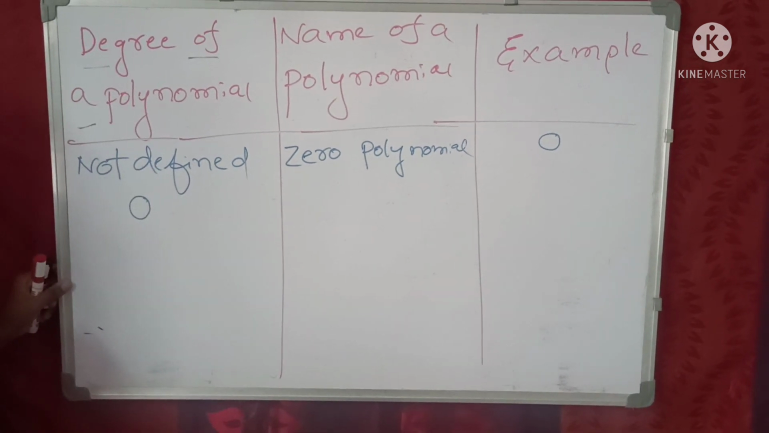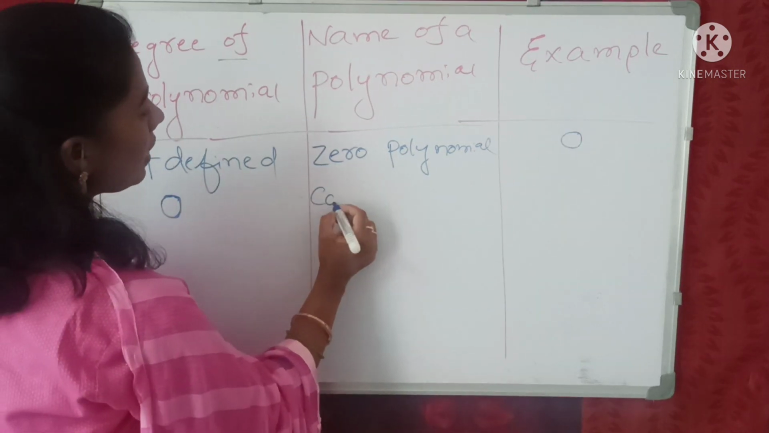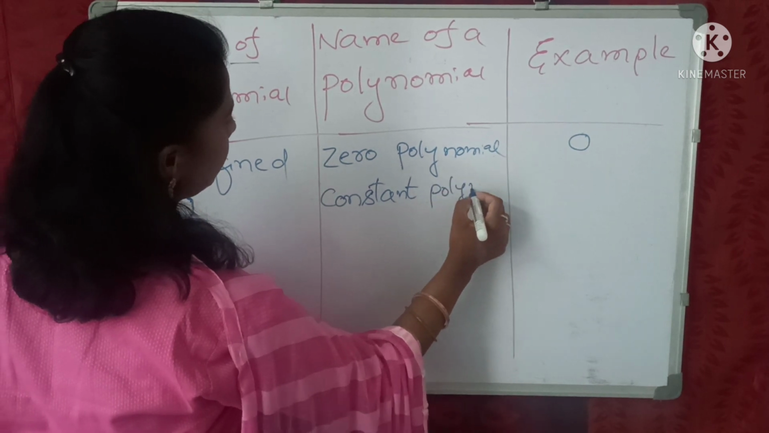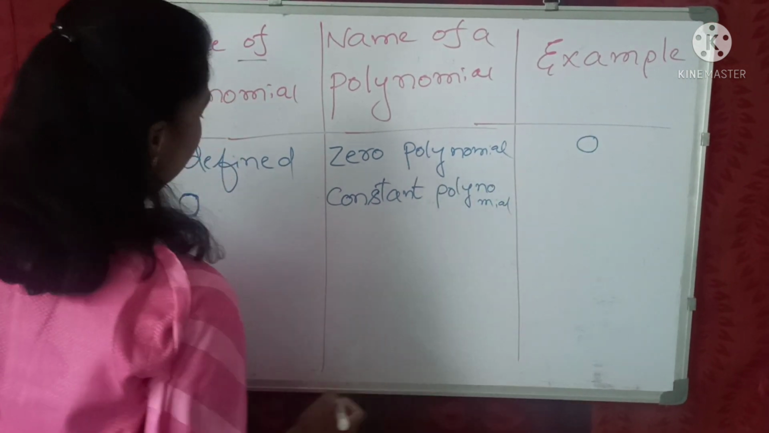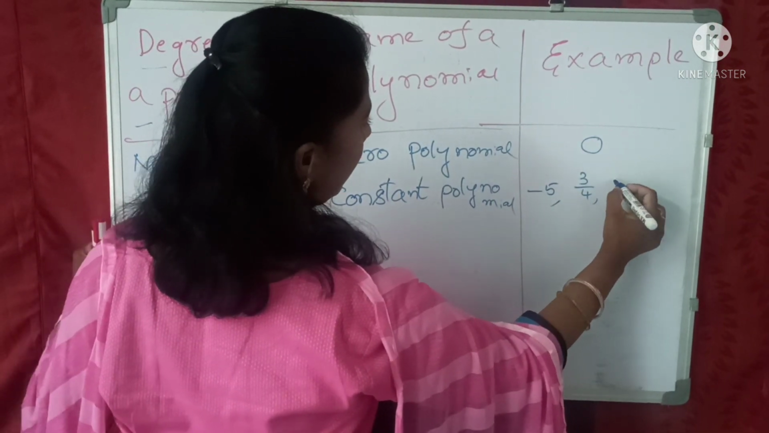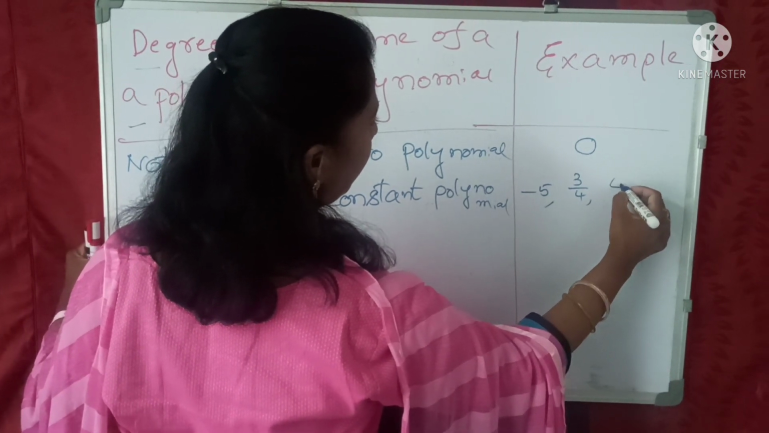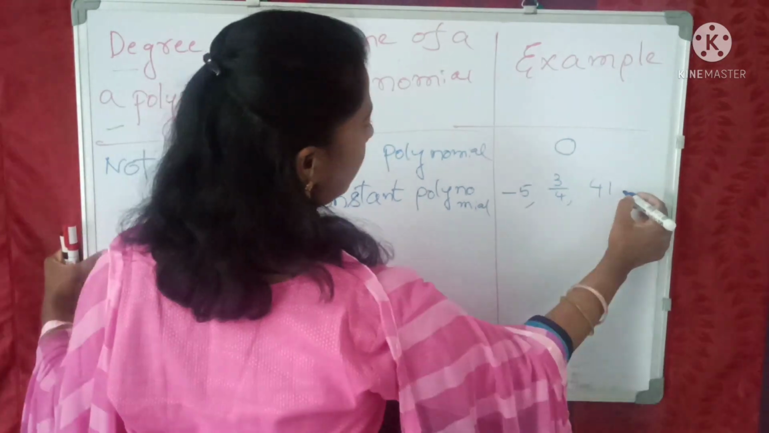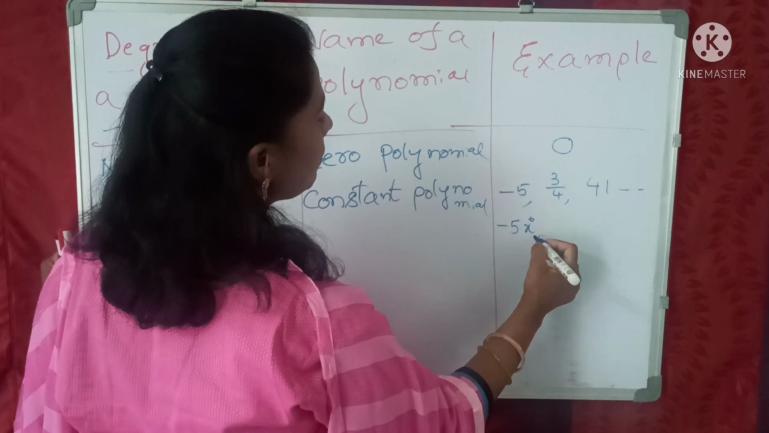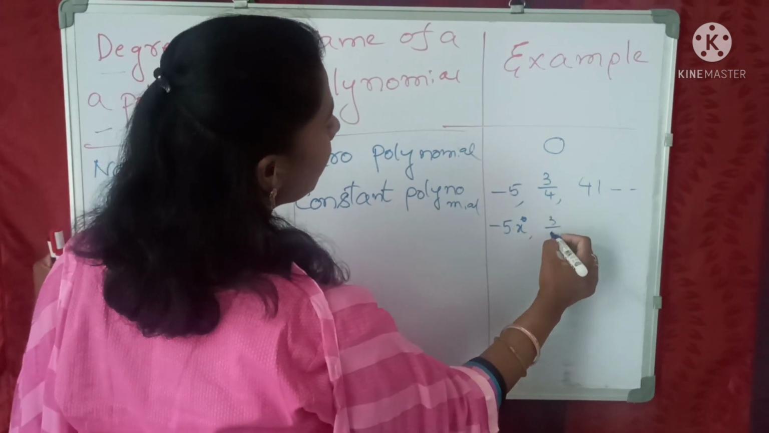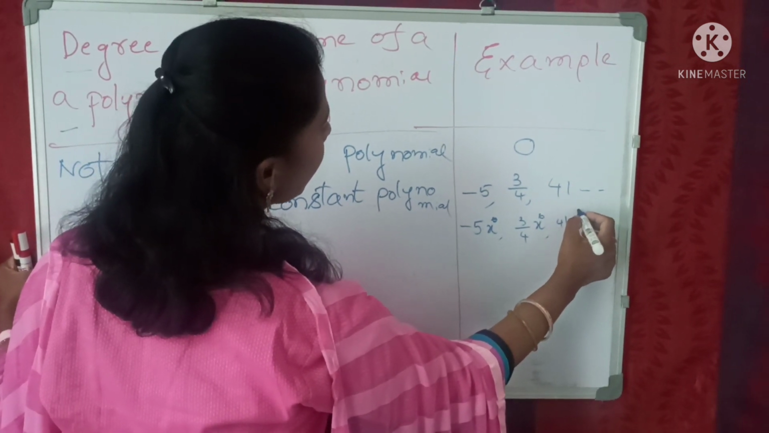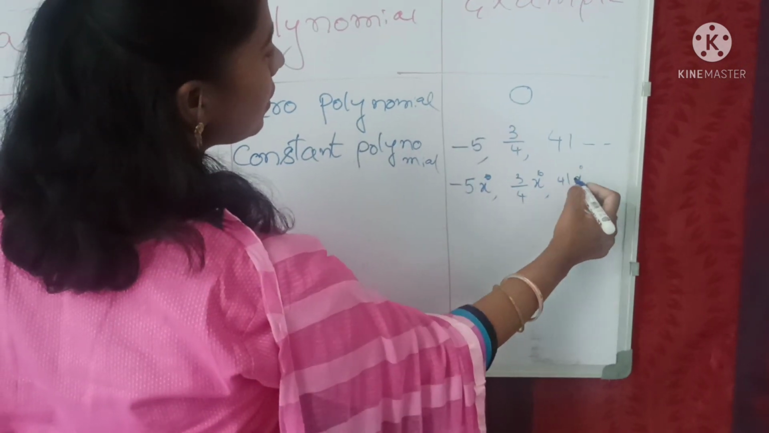When the degree of the polynomial is 0, the name of the polynomial is constant polynomial. Constant polynomials are, for instance, minus 5, 3 by 4, and 41 and so on, because minus 5 can be written as minus 5 into x to the power of 0, and x to the power of 0 is 1. And 3 by 4 can be written as 3 by 4 into x to the power of 0, and 41 can be written as 41 x to the power of 0.